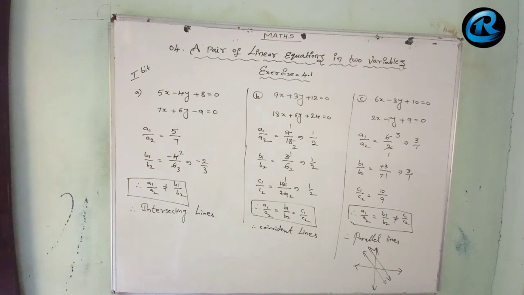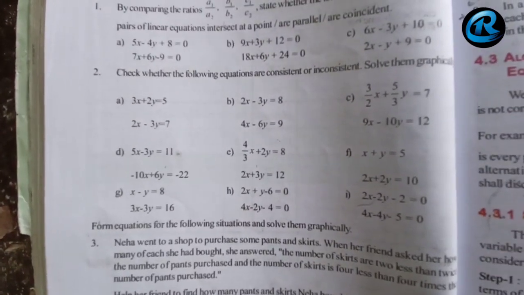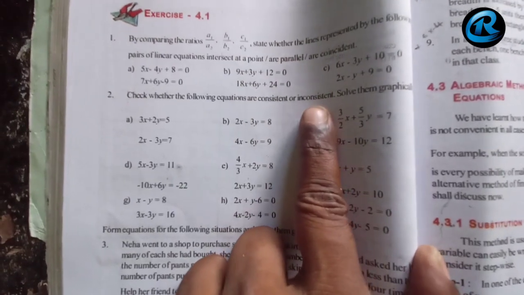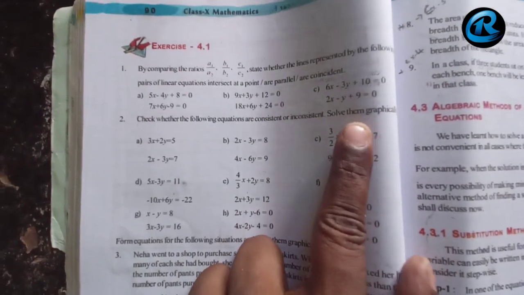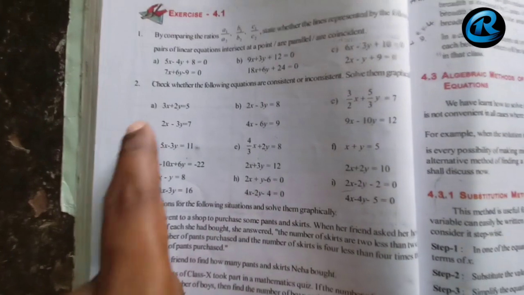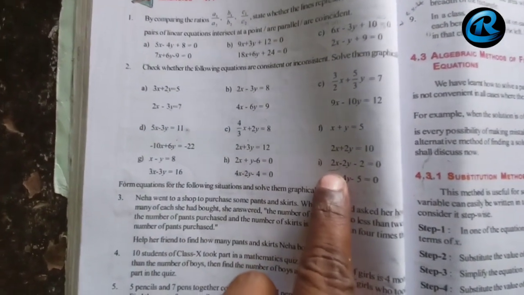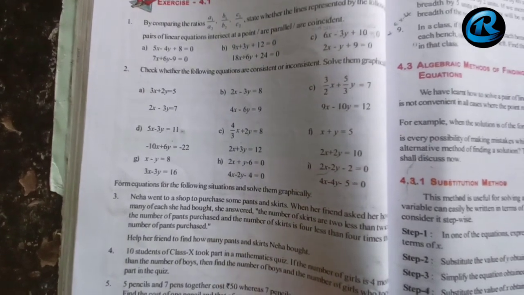The next thing is 4.1, the second bit, which completely depends on graphs. So we are going to discuss the graph questions. Now I will take you directly into the graph questions. We'll observe the graphs now. Now we go for the second bit: check whether the linear equations are consistent or inconsistent, and solve them graphically. We have to solve all these 9 questions on graphs only. So let us see these questions on the graph.